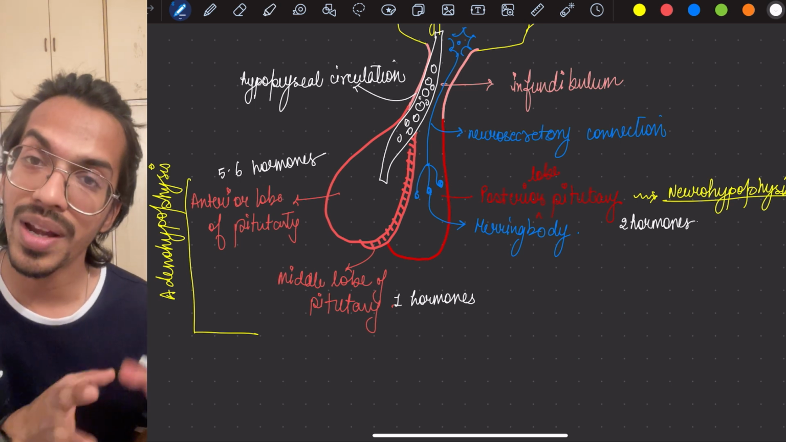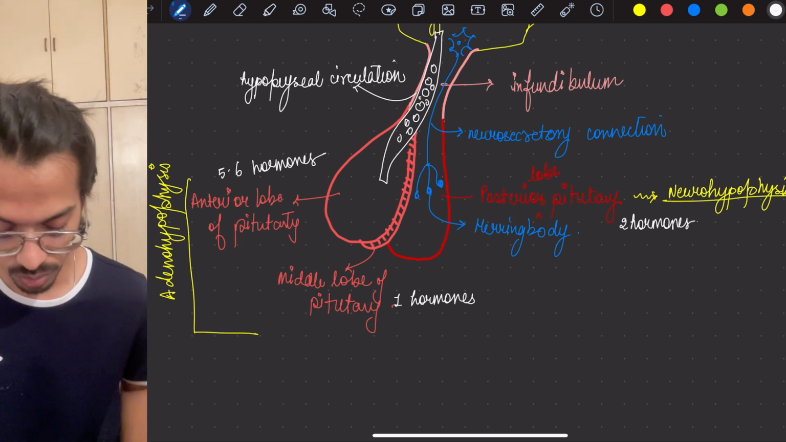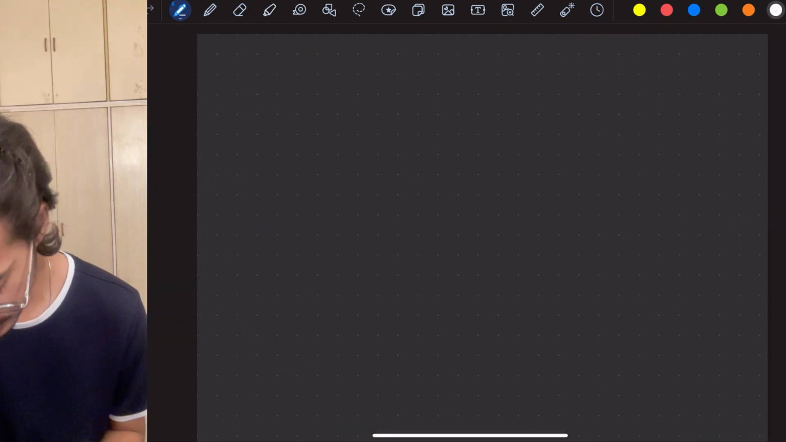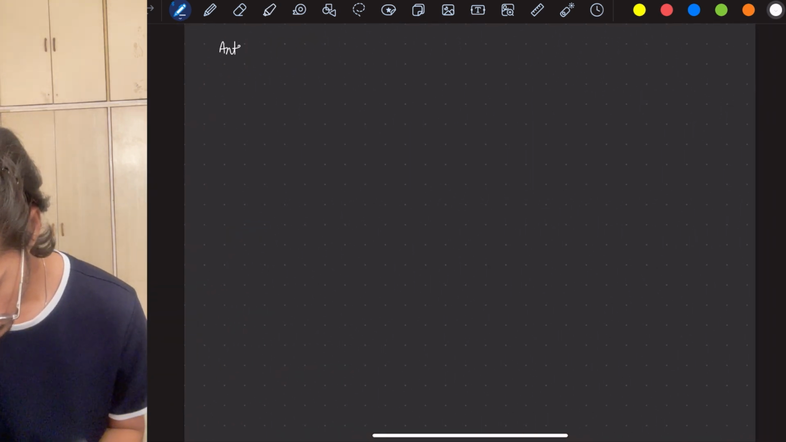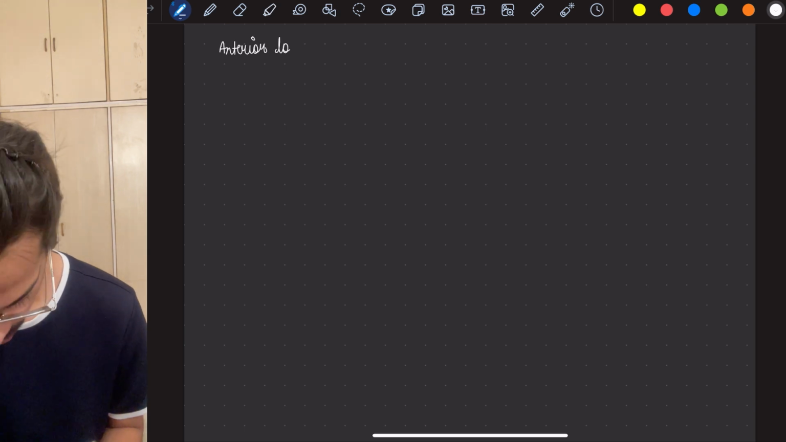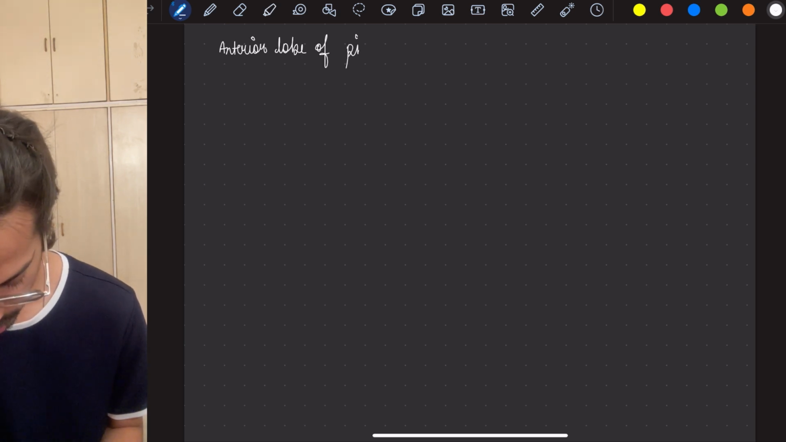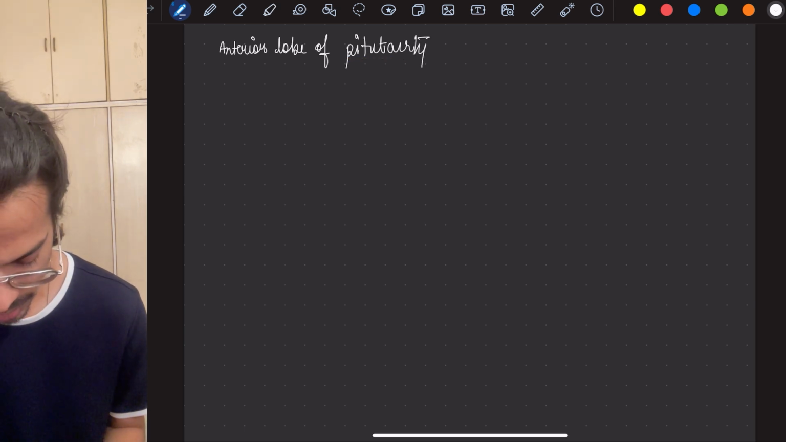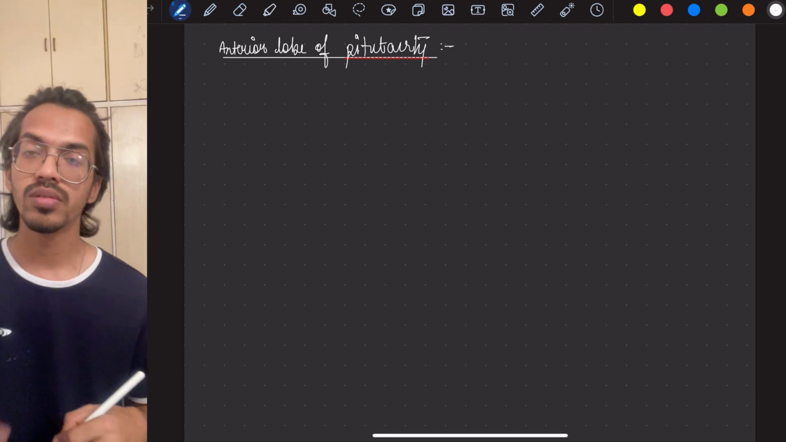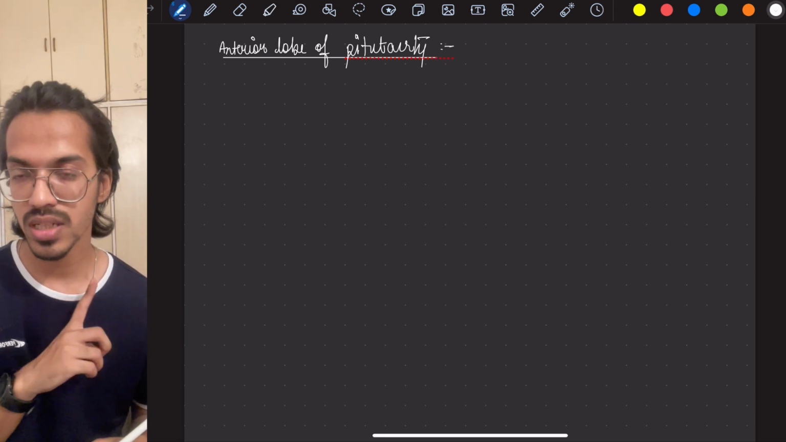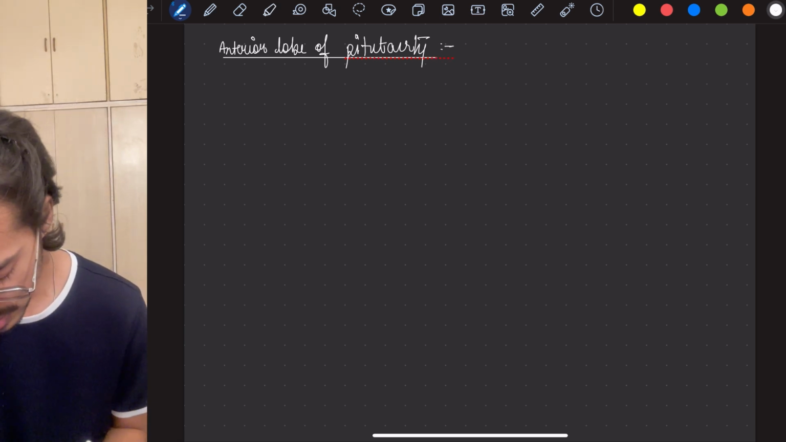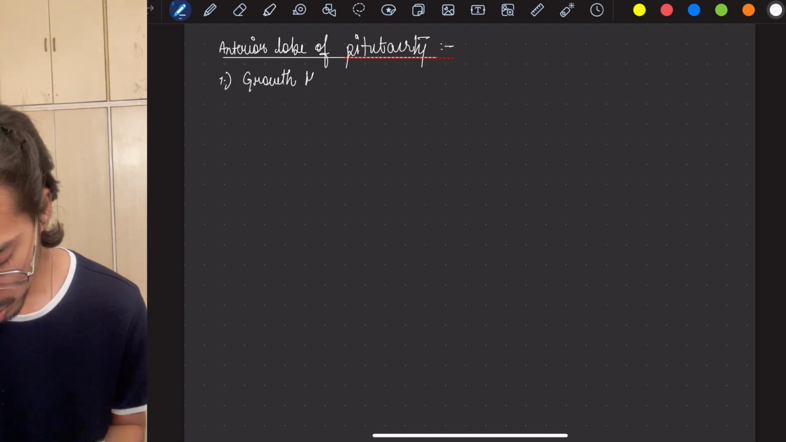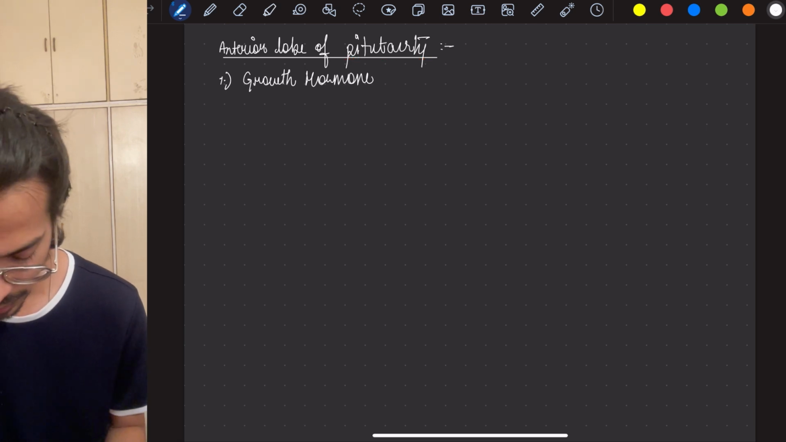Okay, let's see one by one, starting with the anterior lobe of the pituitary. In the anterior lobe of the pituitary, a lot of hormones are being released. One by one we are studying them. The number one hormone that we are studying is the growth hormone. The growth hormone is responsible for the growth of the body.